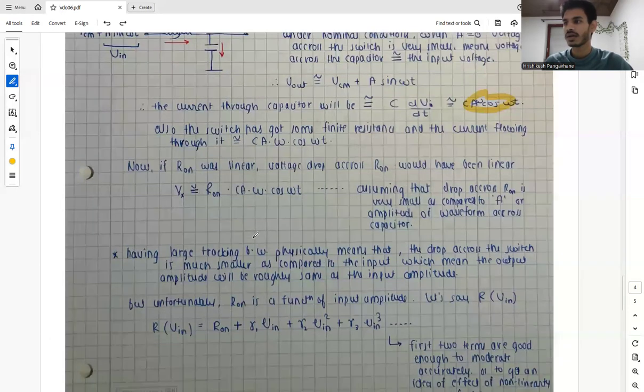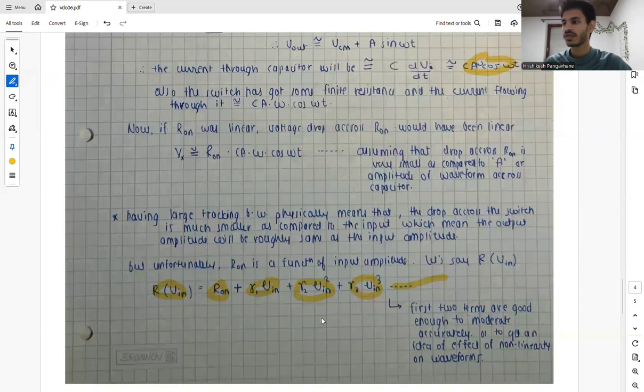Let's denote it as R of V in. Using polynomials, R of V in can be given mathematically as R on itself, but it also has the variation: R1 times V in, R2 times V in squared, R3 times V in cubed, and so on. That's how we give the nonlinear relation. The first two terms here are good enough to model this equation accurately, or basically to get an idea of the effect of non-linearity on the waveforms.